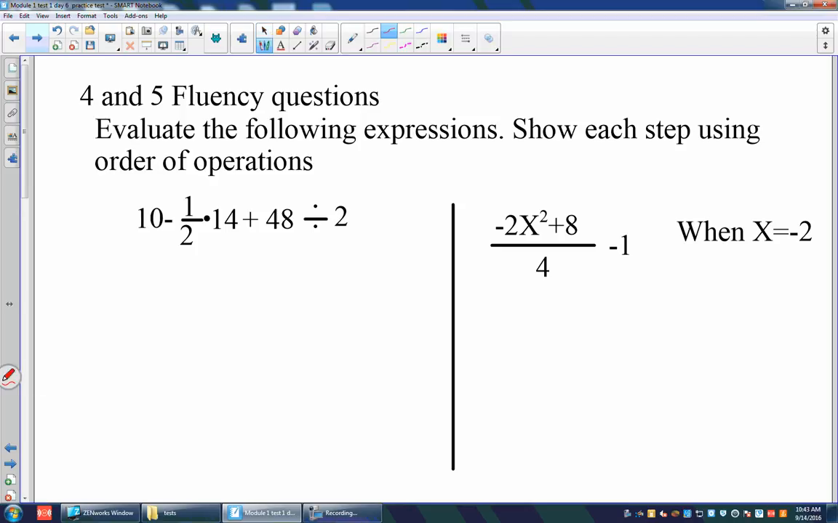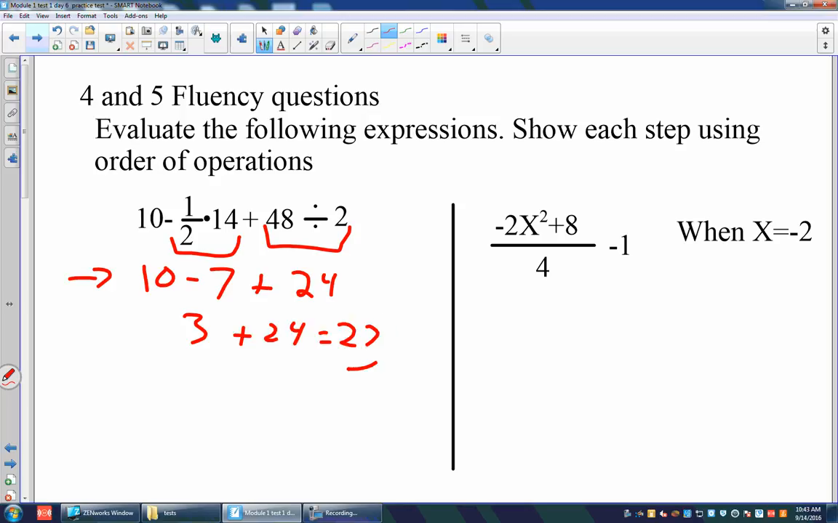Show each step. So the first thing we do is we do parentheses, no parentheses. Exponents, no exponents. Multiplication and division from left to right. 10 minus 1/2 times 14 is 7, plus 48 divided by 12, divided by 2 is 24. Now we do addition and subtraction from left to right as they occur. So we have 7, 10 minus 7 is 3, plus 24 is a total of 27. Parentheses, exponents, multiplication and division as they occur from left to right, addition and subtraction as they occur from left to right.